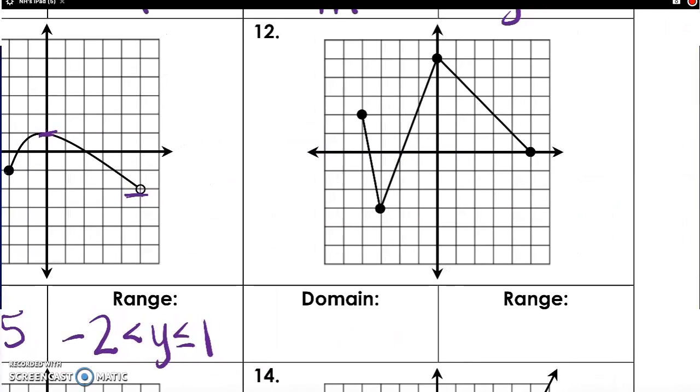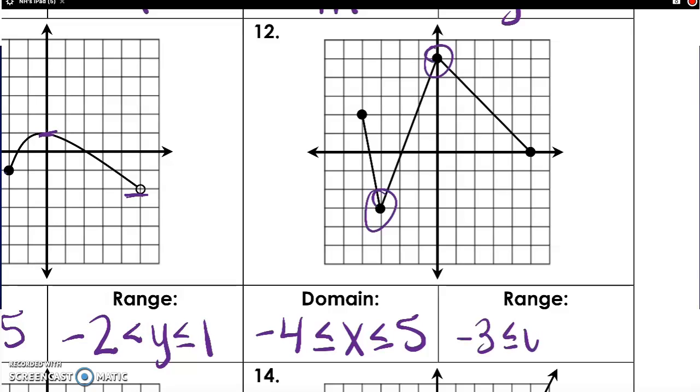Number 12, the different dots don't matter other than you want to find your farthest left and your farthest right. That would be -4, less than or equal to because it's closed, x less than or equal to 5. For the range, we want to find our lowest and our highest. That would be -3 less than or equal to y less than or equal to 5.